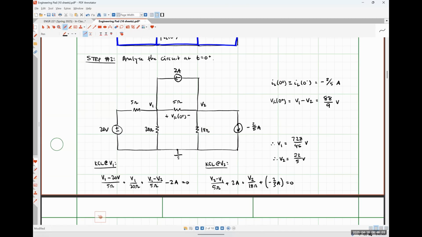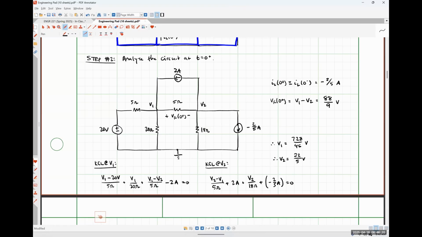No, so if we take the difference of the voltages and divide it by 5, that's giving us a current. V over R is I. The difference of the voltages is the voltage that we're looking for. Any other questions?